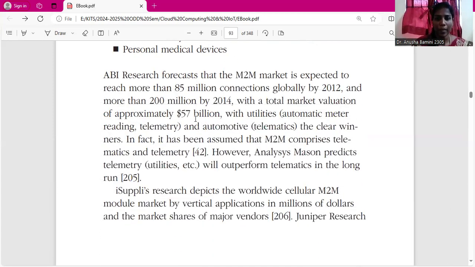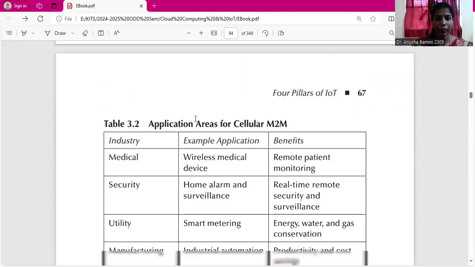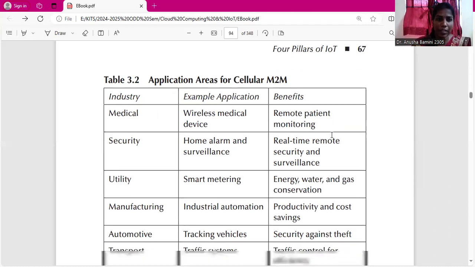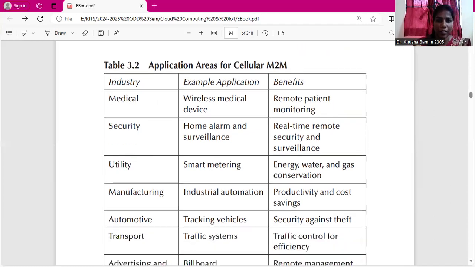Then these are some industrial application areas. The cellular M2M is connected to the industry it is supporting, and an example for each application and its benefits is given in this table. At first, the medical application: wireless medical devices. Nowadays we can see the smartwatch, which is a better example of a wireless medical device.